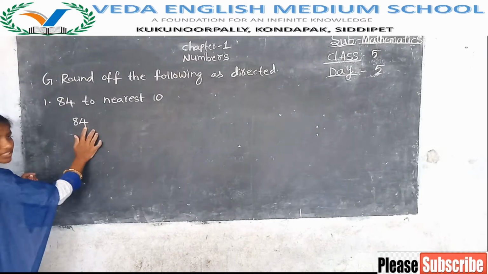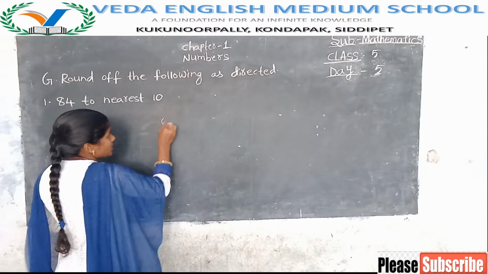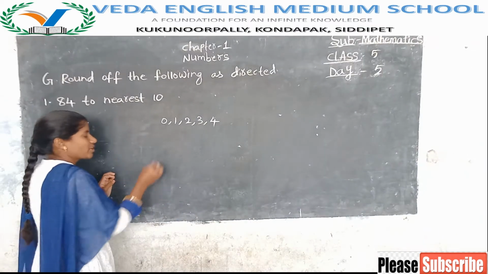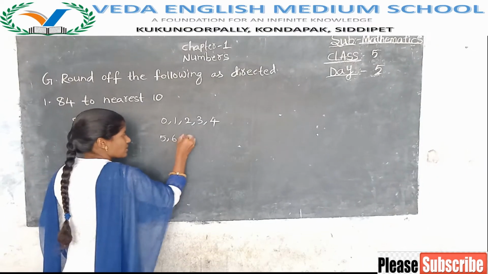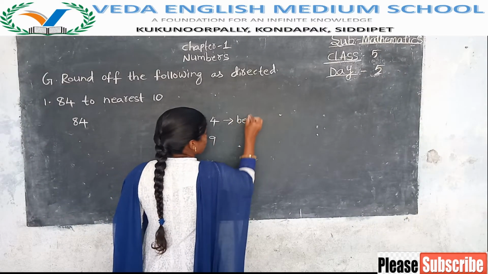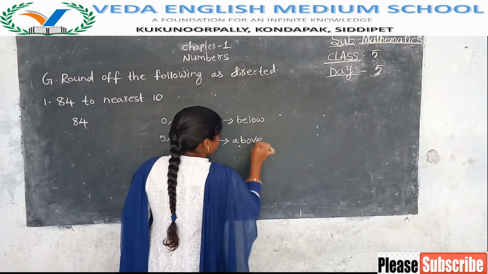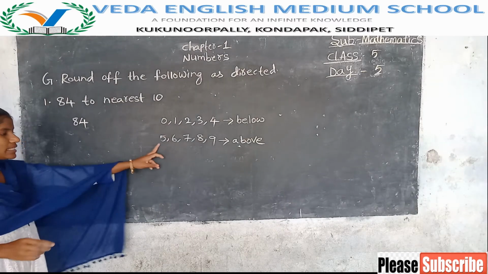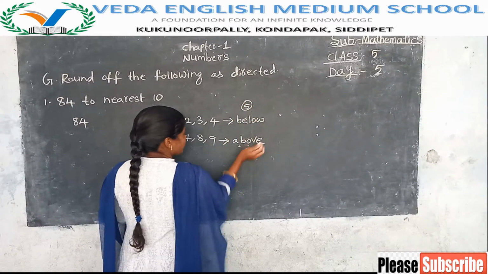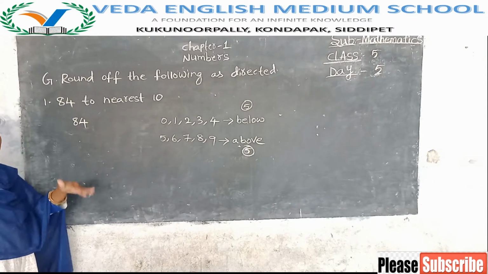What do we have in the ones place? 4. Is 4 above 5 or below 5? Do you know the above 5 numbers and below 5 numbers? 0, 1, 2, 3, 4 are below 5 numbers. 5, 6, 7, 8, 9 are above 5 numbers. Below means less than 5, above means greater than 5.